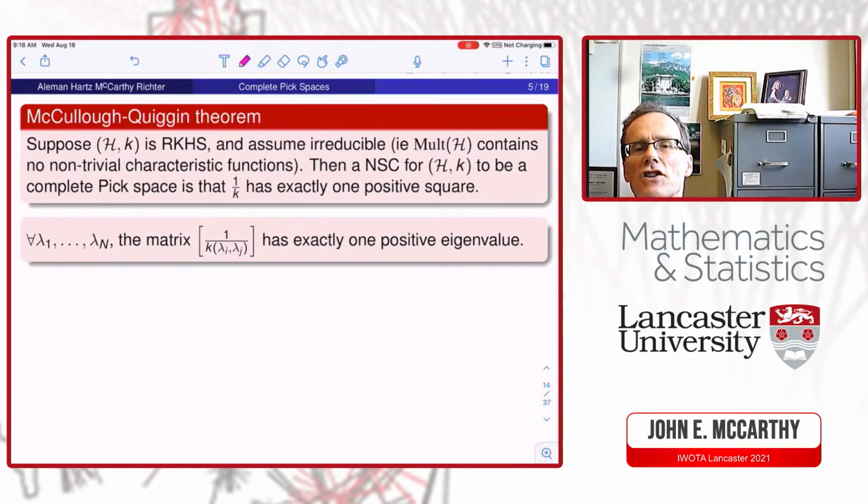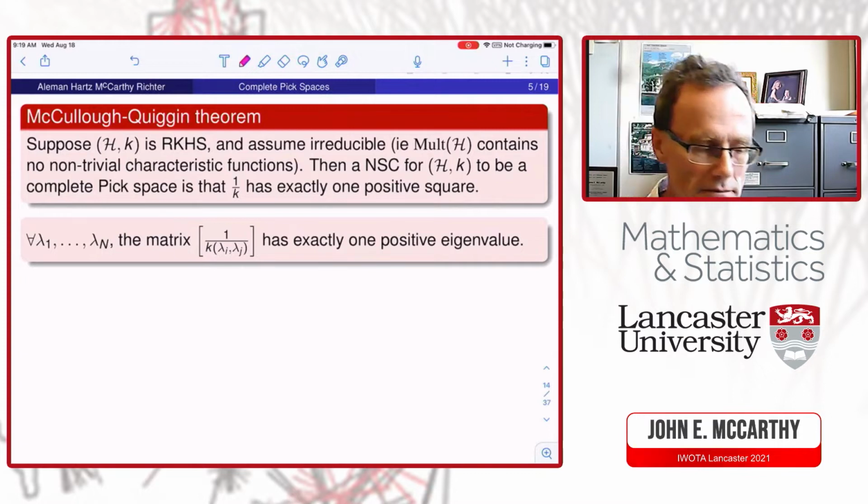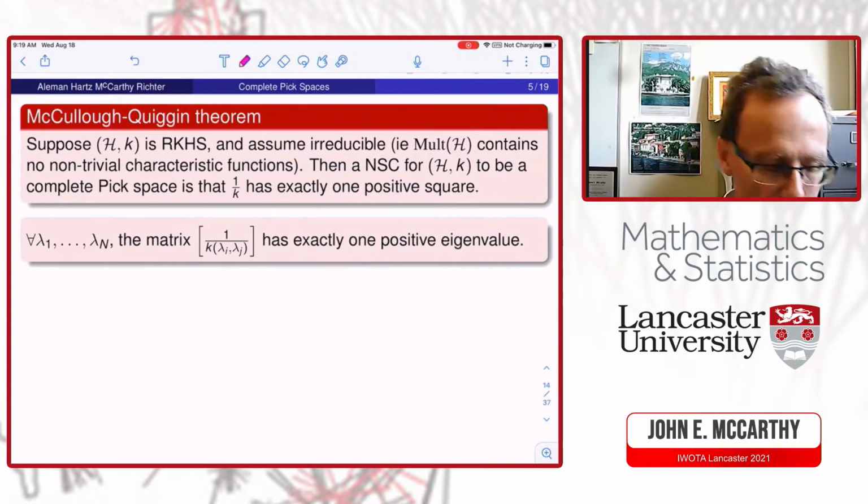Then a necessary and sufficient condition for the Hilbert space to be a complete Pick space is that the reciprocal of the kernel, 1 over k, has exactly one positive square. What that means is that for any choice of points lambda 1 through lambda n, any n, I look at the matrix whose ijth entry is the reciprocal 1 over the kernel at lambda i, lambda j, that this n by n self-adjoint matrix has exactly one positive eigenvalue. So this is a very nice, very concrete condition.